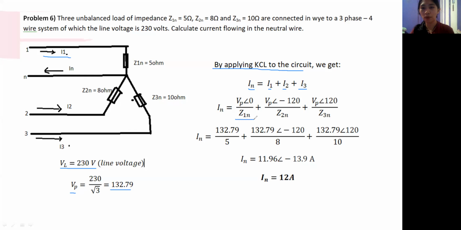So Vp angle 0 over Z1N plus Vp angle 120 over Z2N plus Vp angle 120 over Z3N. As you can see, we can just apply this to the three-phase ABC sequence. As I have discussed earlier, it's the same concept as here. They have the same value of phase voltage, but they differ only in the phase angle.